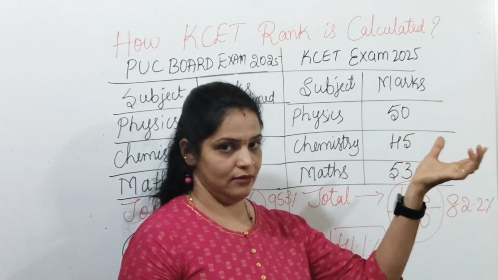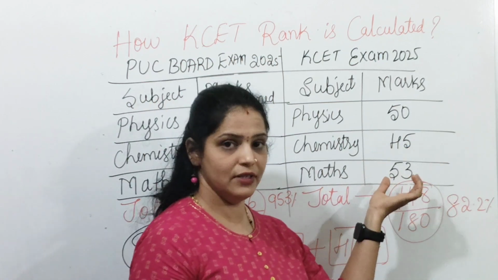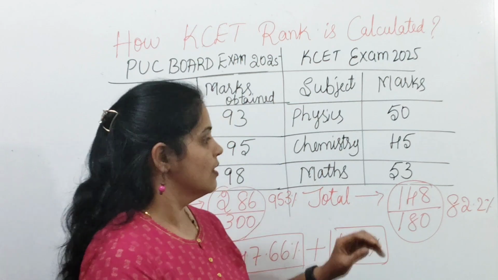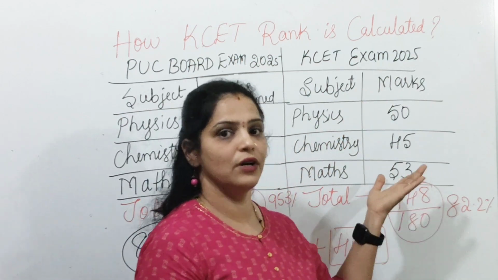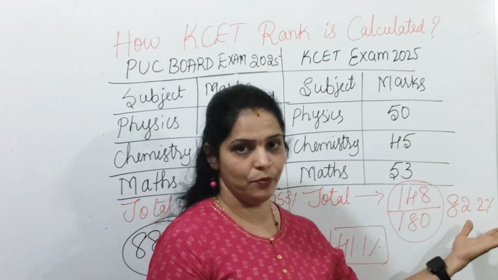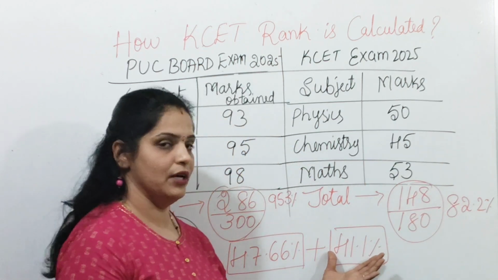Similarly, if you get in the CET exam, out of 60 marks, 50 in physics, 45 out of 60, I'm telling, in chemistry, and out of 60 if you get 53 in mathematics, then the overall marks is 148 out of 180 and your percentage is 82.2%. Half of that, or 50%, is 41.1.